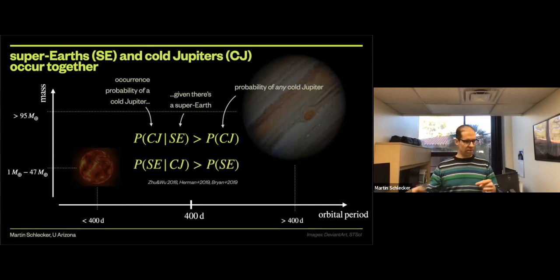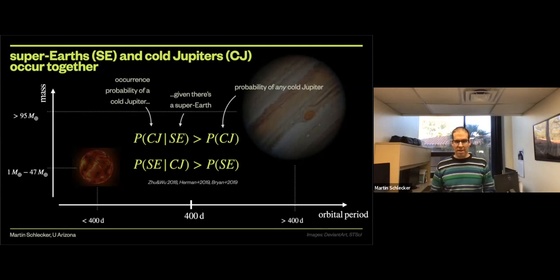And it also seems to go in the other direction. Given there's a cold Jupiter in the system, it's more likely to also find a super Earth in the same system. So I don't want to say emergence, but the presence of the planet types, or at least their detection, is somehow mutually beneficial. That doesn't mean that the planets really influence each other. It could also mean that they just rely on the same beneficial planet formation conditions in the disk in which they grow, and in another disk we don't get either of them.